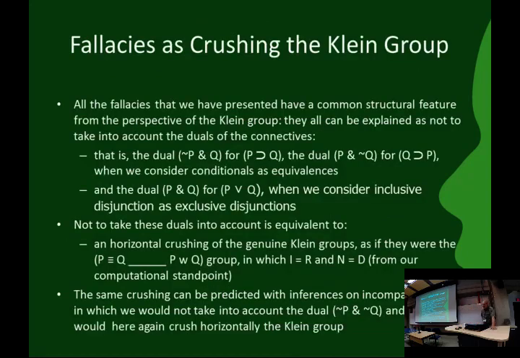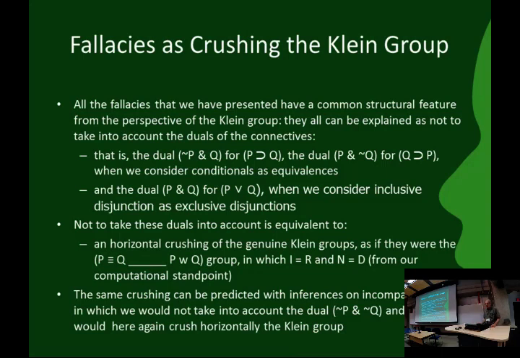All the fallacies that we have presented have a common structural feature from the perspective of the Klein group. They can all be explained as not taking into account the duals of the connectives. That's why I call this a crush. That is, the dual not P and Q for if P then Q, and the dual P and not Q for if Q then P. That is when we consider conditionals as equivalences. And the dual P and Q for P or Q, when we consider inclusive disjunctions as exclusive disjunctions. And we can say the same for the incompatibility, in which we would not take into account the dual.